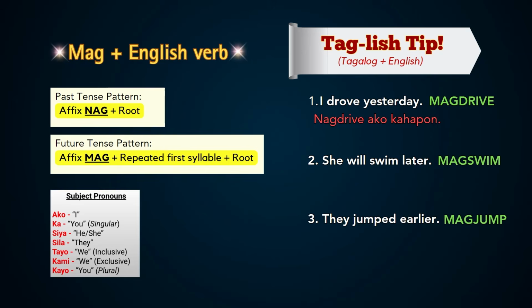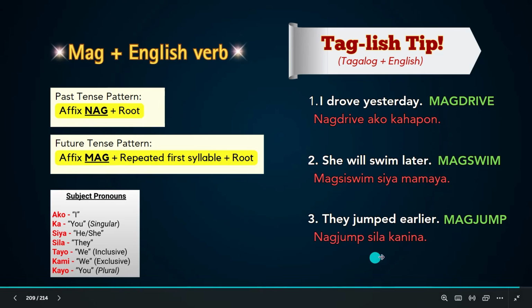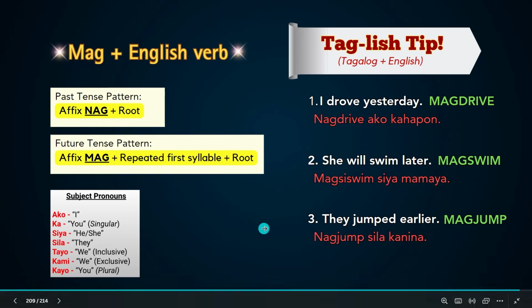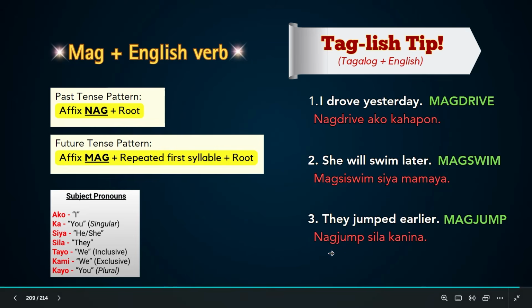Alrighty, for number 2, she will swim later. If I told you to use mag-swim, it would be magsiswim siya mamaya. So again, for the future tense conjugation of a mag verb, it's mag plus the repeated first syllable plus the root. Magsiswim siya mamaya. She will swim later. Lastly, they jumped earlier. If I told you to use mag-jump, it would be nag-jump sila kanina. The affix is nag, then the root, for a past tense conjugation of mag verbs. So, nag-jump sila kanina.